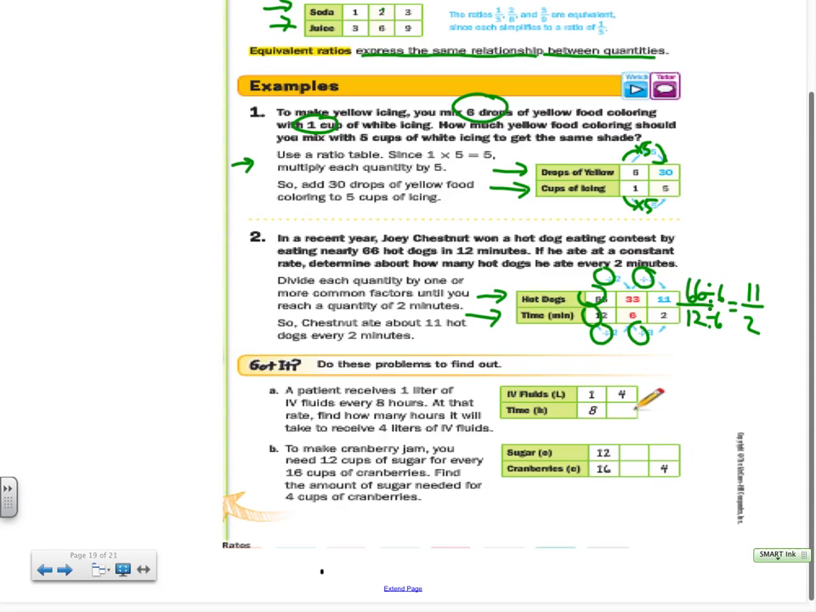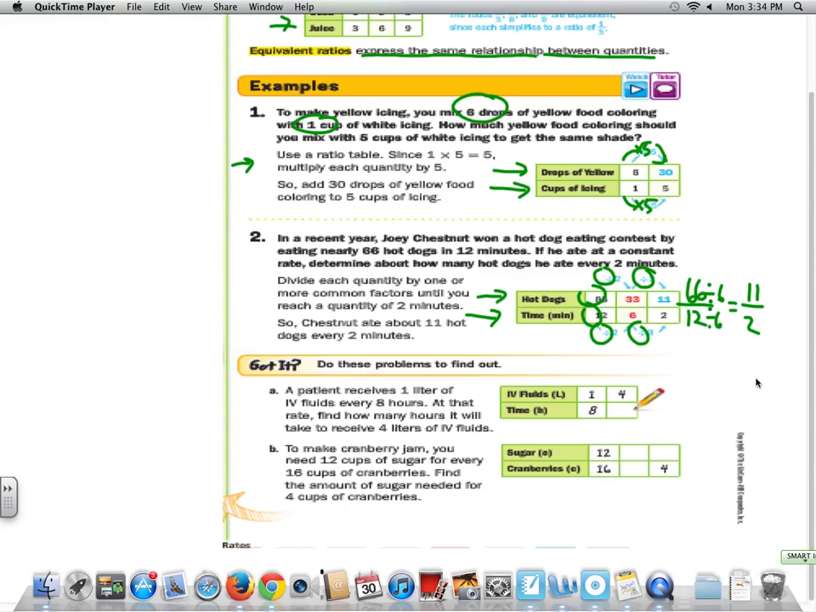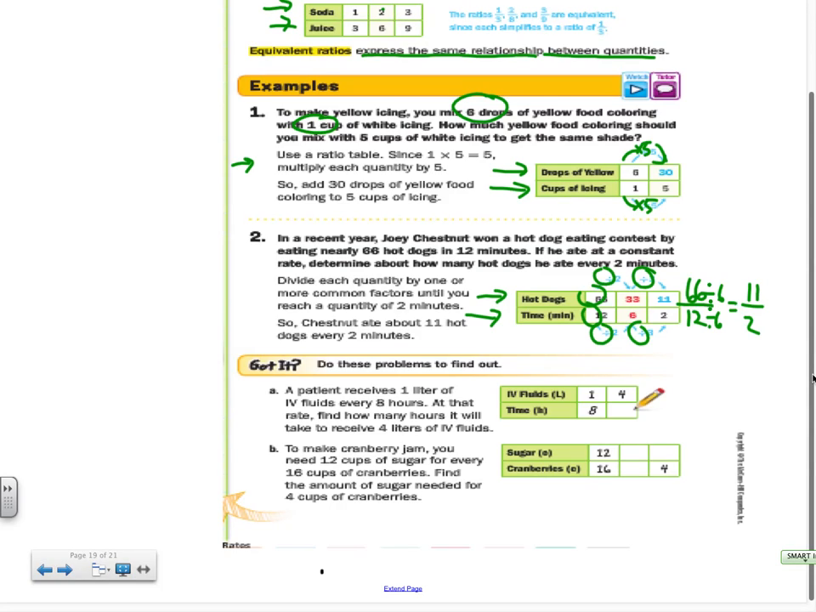All right, let's look at the got it. A patient receives 1 liter of IV fluids for every 8 hours. At that rate, find out how many hours it will take to receive 4 liters of IV fluid. All right, here we go. In our table, we're comparing IV fluids to time. 1 to 8 is equal to, again, how'd I get to 4? Multiply by 4. Do the same thing to 8. 8 times 4 is 32. So for every 4 liters of IV fluids, it takes 32 hours.